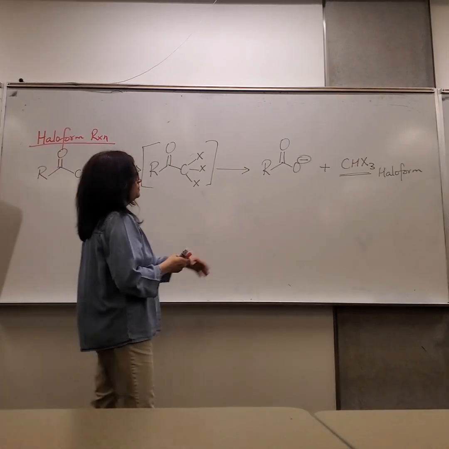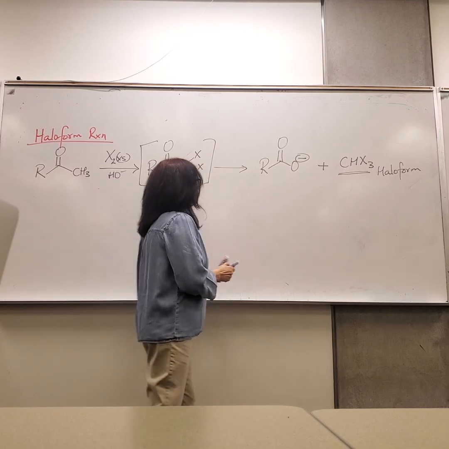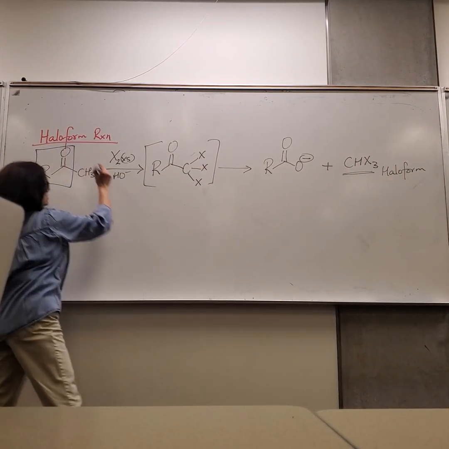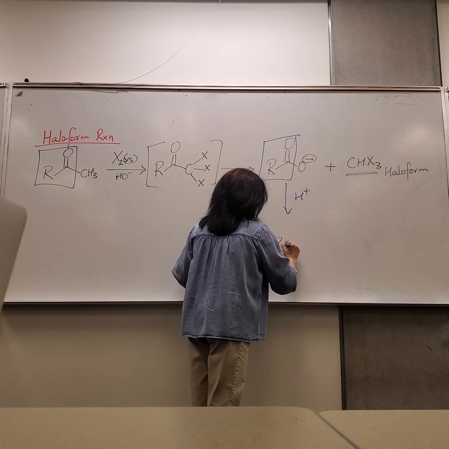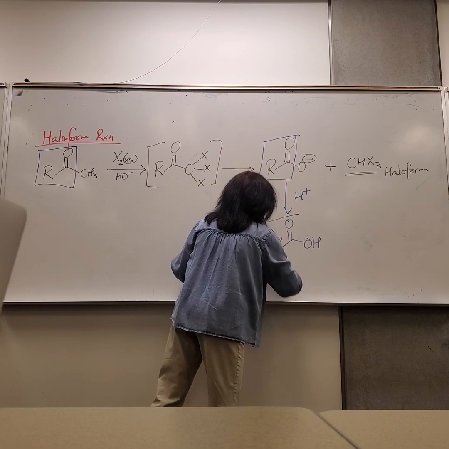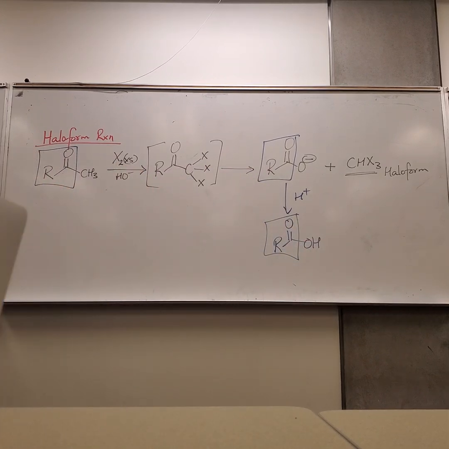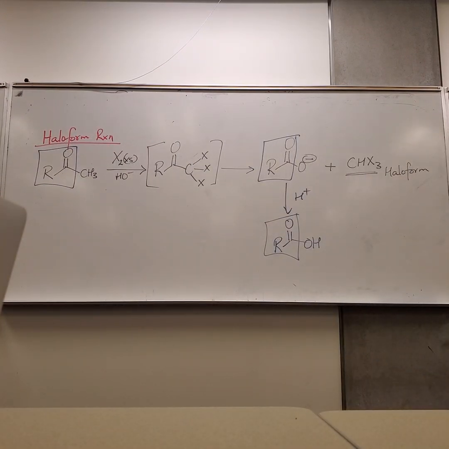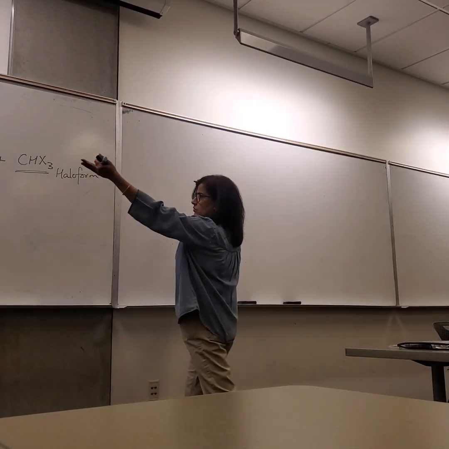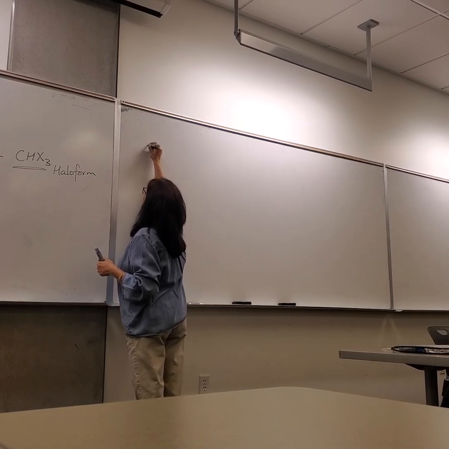What is this though? Carboxylate. And what can we do with carboxylate? It can receive a proton and become a carboxylic acid. Exactly. A methyl ketone can be converted into a carboxylic acid through the haloform reaction. Let's look at a specific example and then we'll write a mechanism for that. Let's just use the one up on the board there, acetophenone.